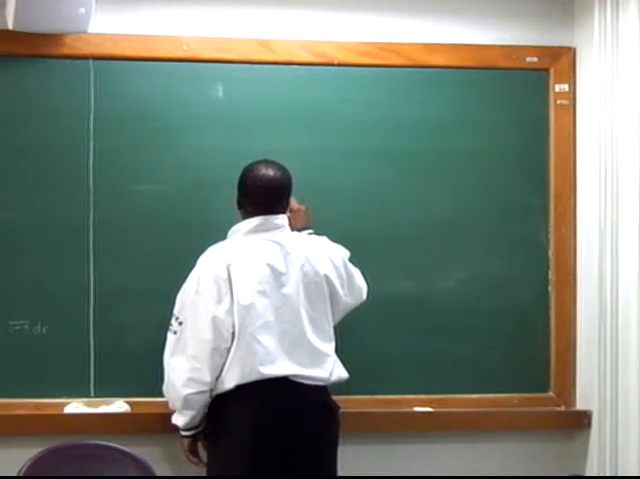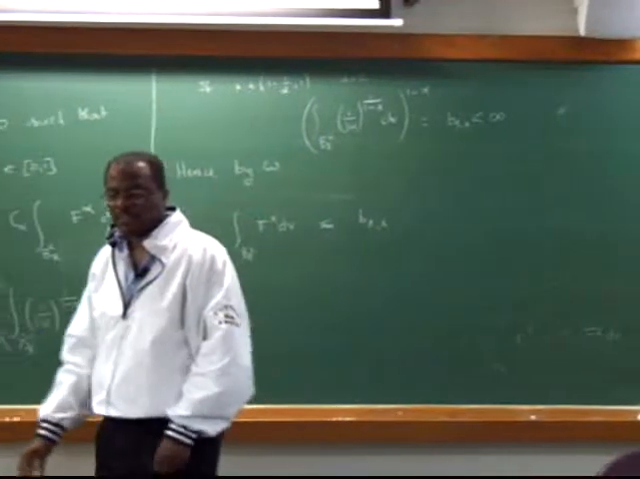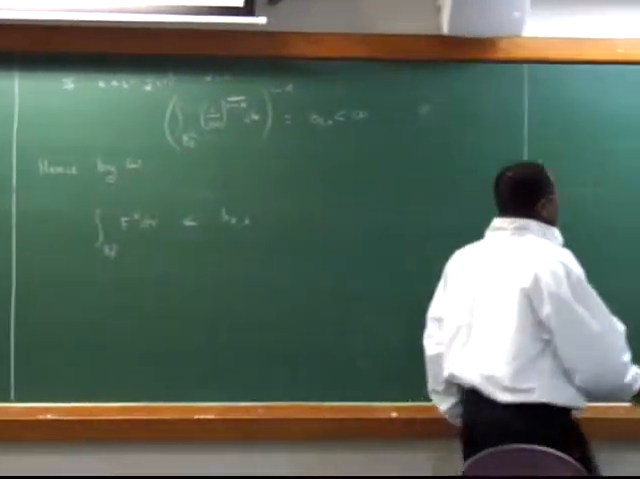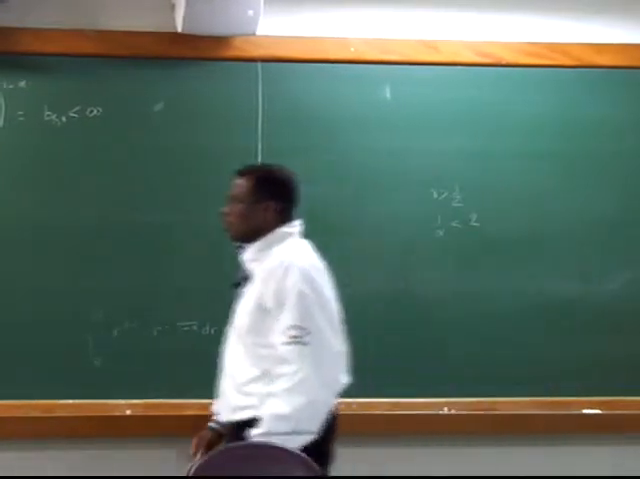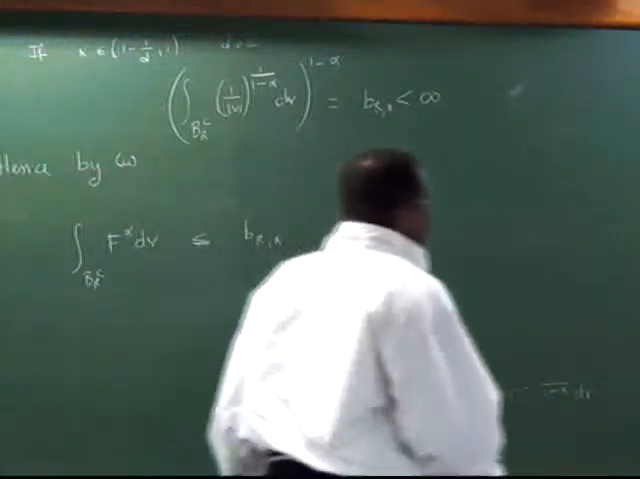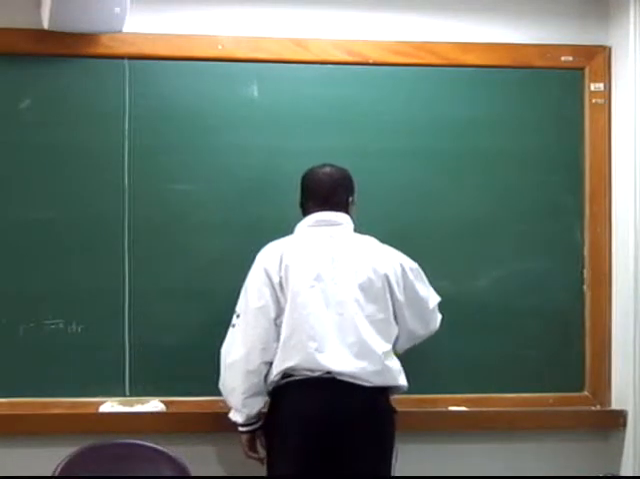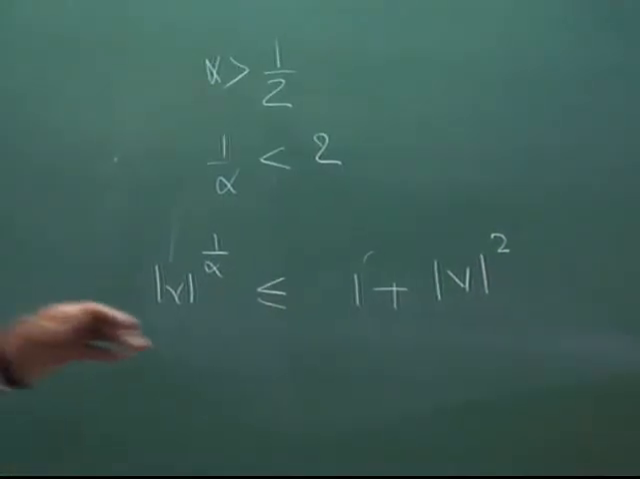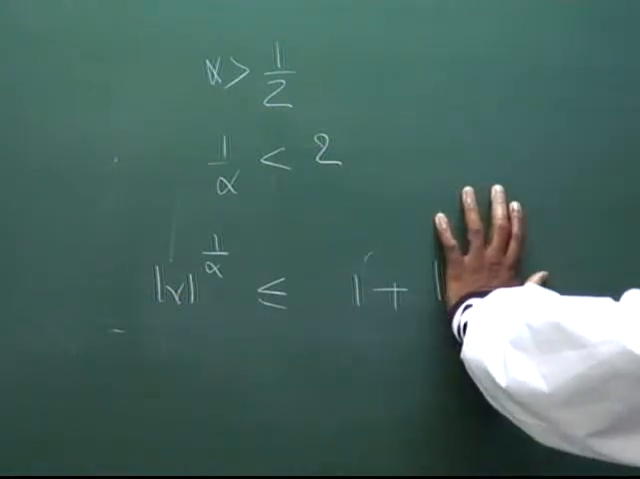alpha is greater than 1/2, right? So I am assuming that d is greater than or equal to 2. I am excluding the case d equal to 2. This tells me that alpha is greater than 1/2. Therefore, 1 over alpha is less than 2. I can control then v to the power 1 over alpha by 1 plus v squared. So this inequality is clear if v is bigger than 1, and if this is less than 1, it is also clear.